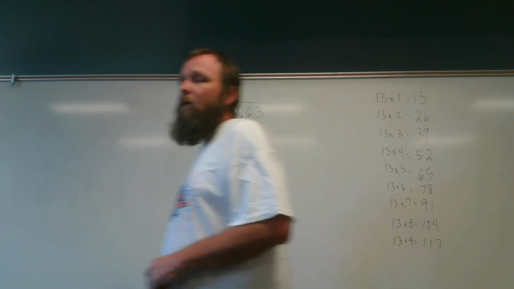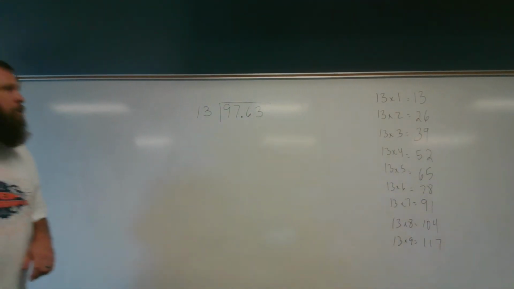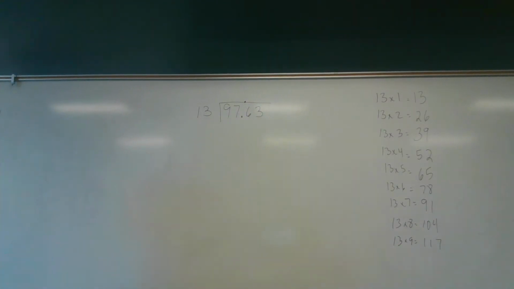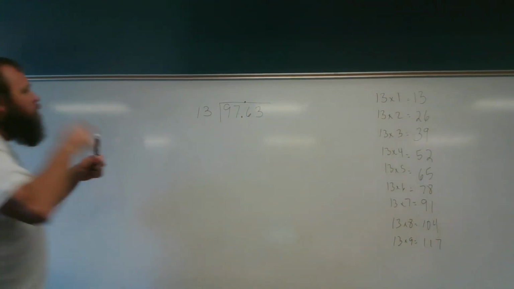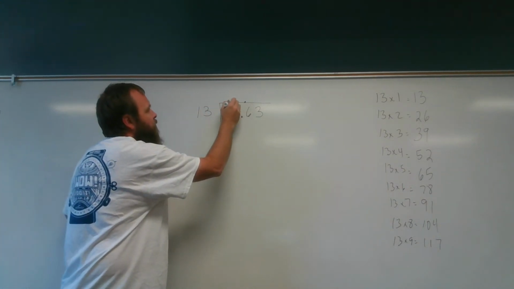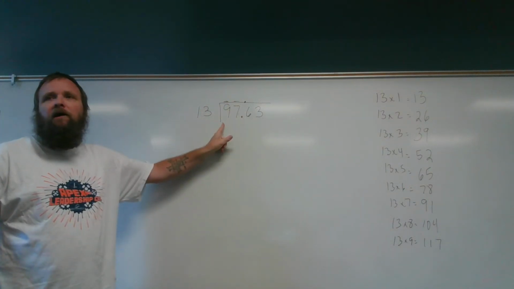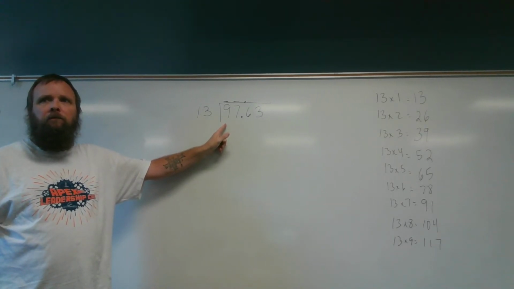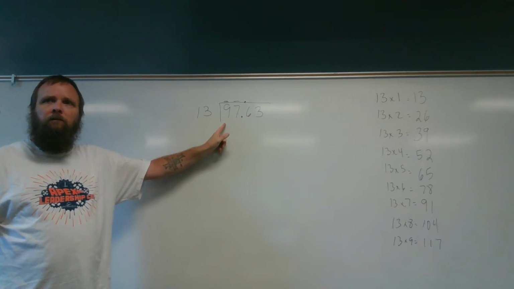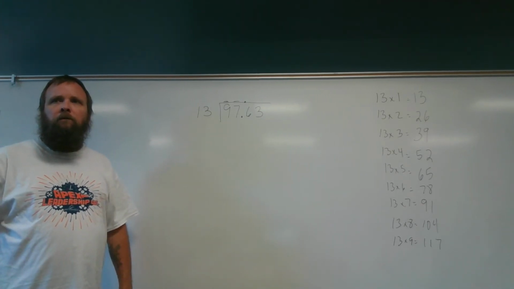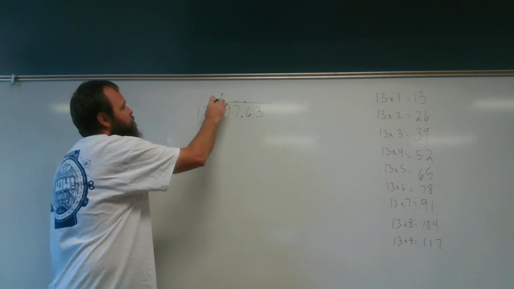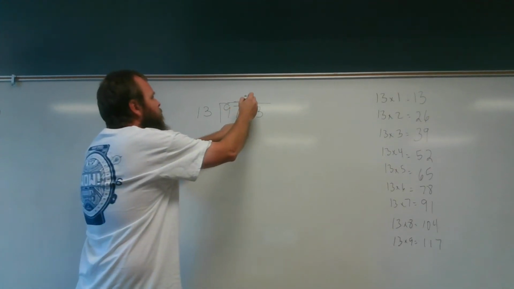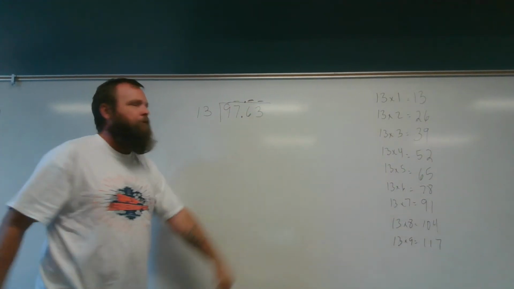All right, and we're back. Mason, how many numbers are going to be in front of my decimal point in my quotient? 2. Okay, so you're going to have a number above the 9 and a number above the 7. How many times does 13 go into 9? So you're not going to have a number above the 9, and you're not going to have 2 digits in front of the decimal point. So I'm going to have 1 above the 7, 1 above the 6, and 1 above the 3.